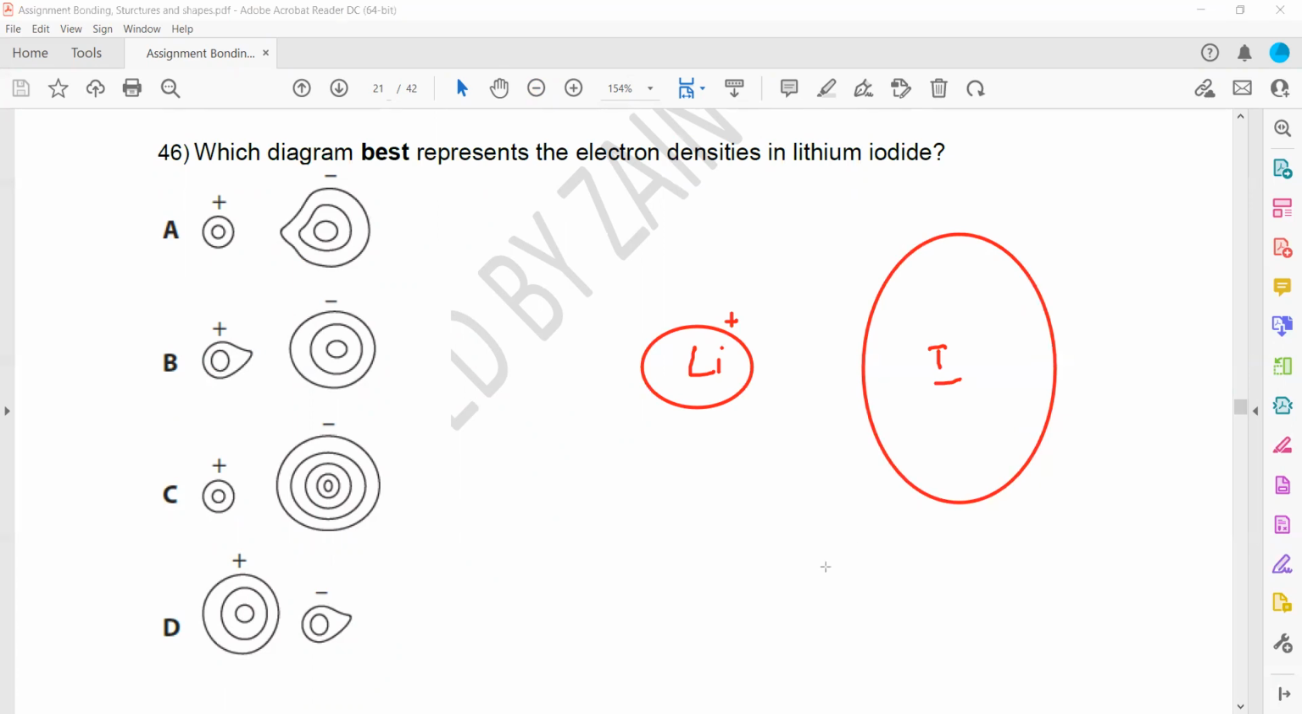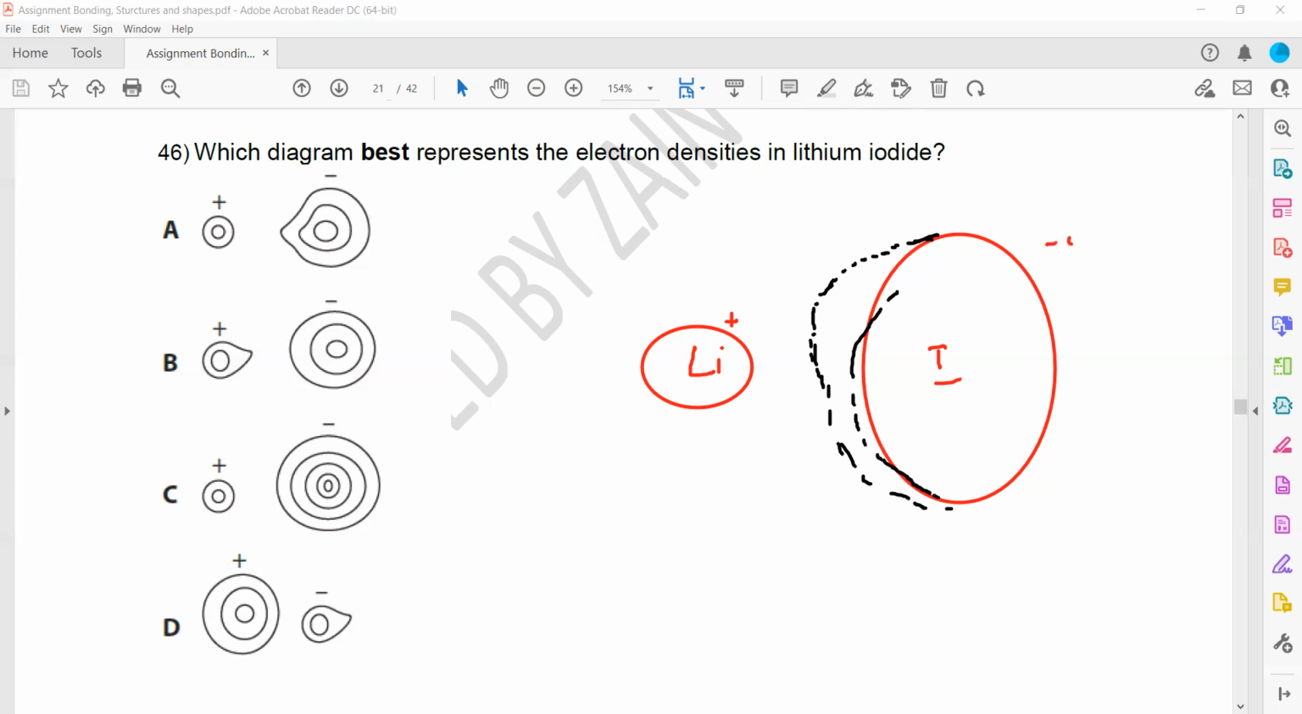Now what will happen? As we know, in an ionic compound, ions are not perfect spheres. Practically, there's a distortion or polarization, and the polarization of a negative ion depends on the size of the positive ion, the size of the negative ion, and the charge on the positive ion. So the distortion will occur for the iodide ion.